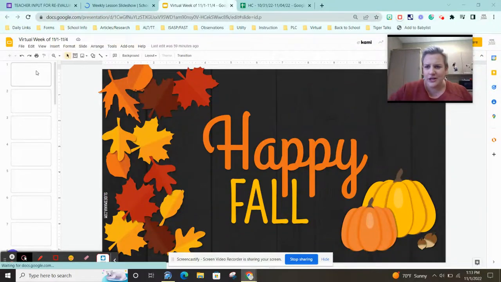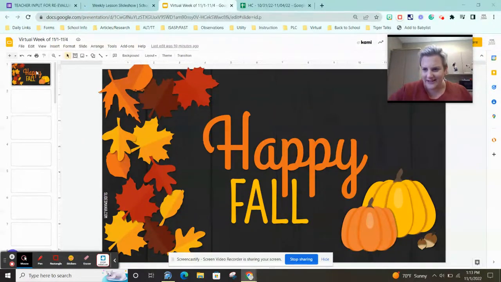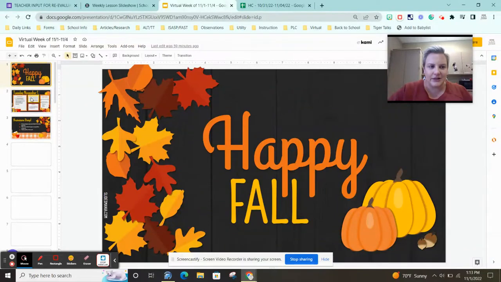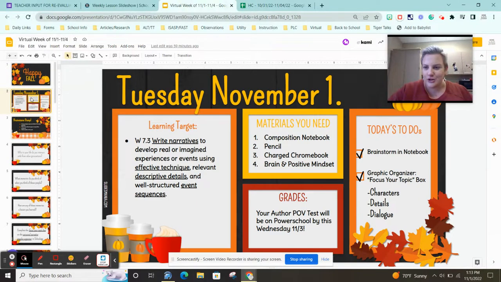We are going to be working on the standard of writing. And I know you did a lot of narratives in elementary where you're writing a true or imagined story in a sequence of events. So today our learning target is to write a narrative with a real event that happened to you using effective technique, descriptive details, and events in the order that they happened.